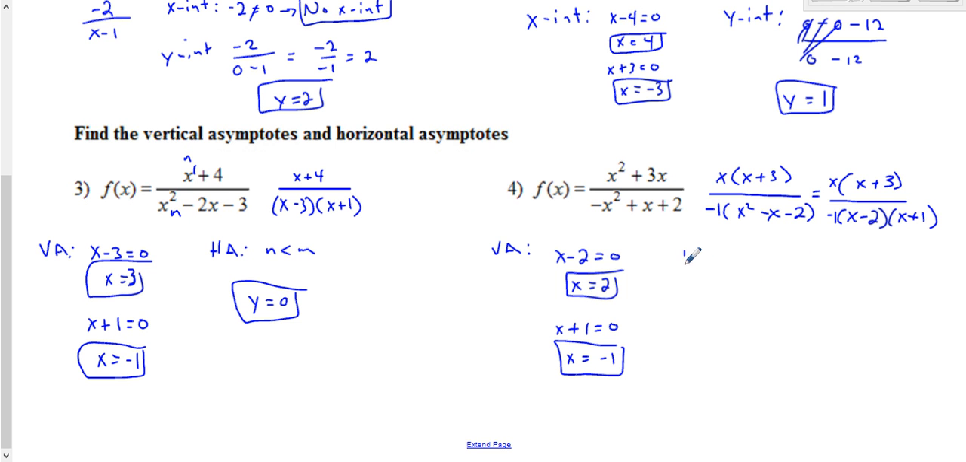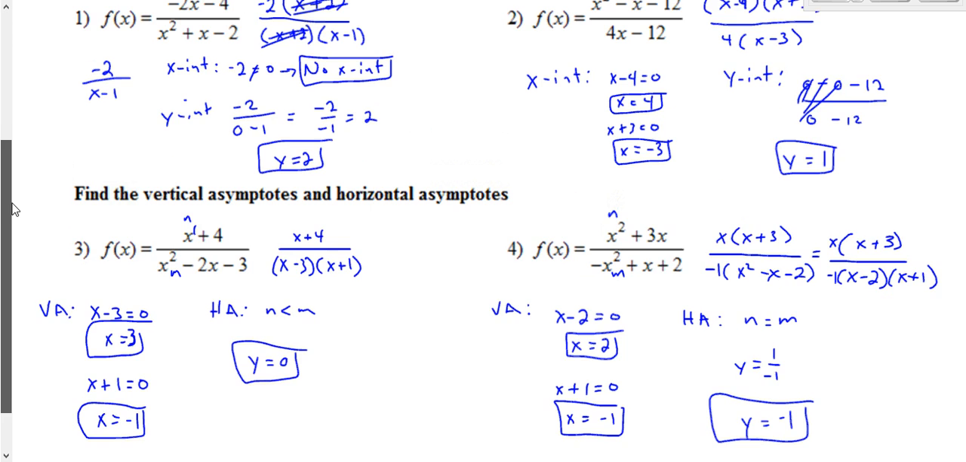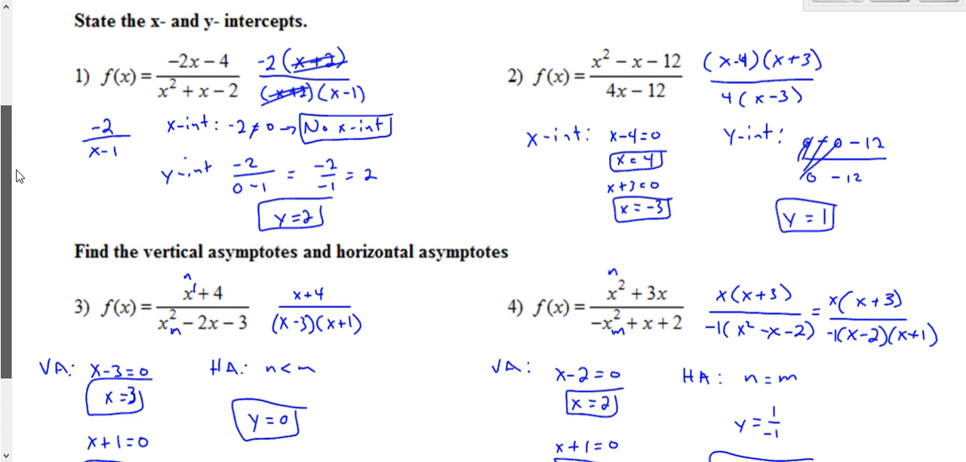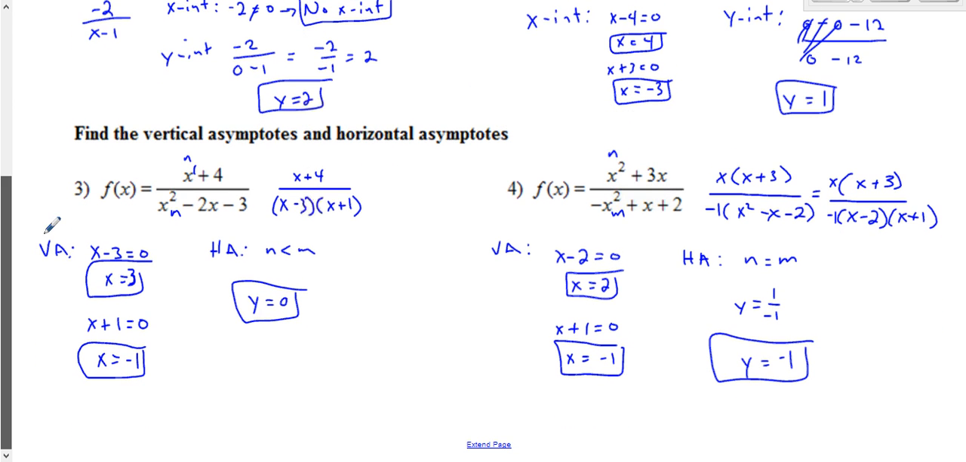And for my horizontal asymptote, my n value is 2. My m value is also 2. Anytime they are equal, I look to the coefficients, which I have y equals 1 over negative 1. So y is equal to negative 1. So that is how you will find the x and y intercepts and the vertical and horizontal asymptotes.